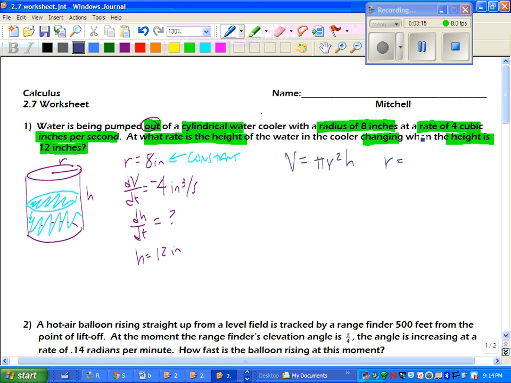Since r always equals 8, it's constant, it doesn't change, we can go ahead and substitute that in here for the radius. Only because it's constant. If it were something that changed, depending on the other variables, then we couldn't do this. So we can write this as V equals 8 squared, so 64 pi, times the height.